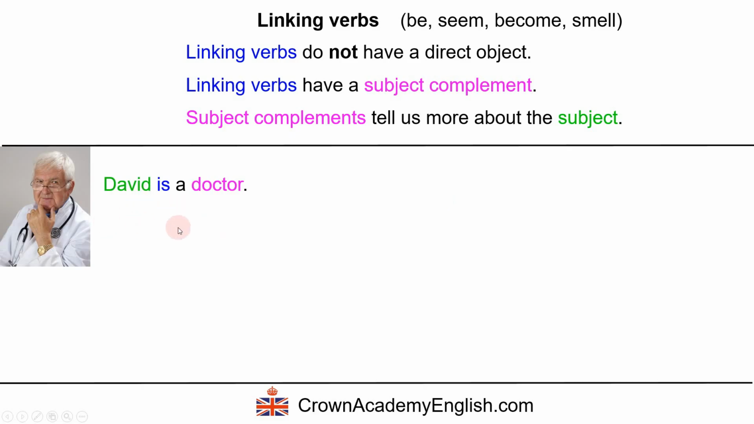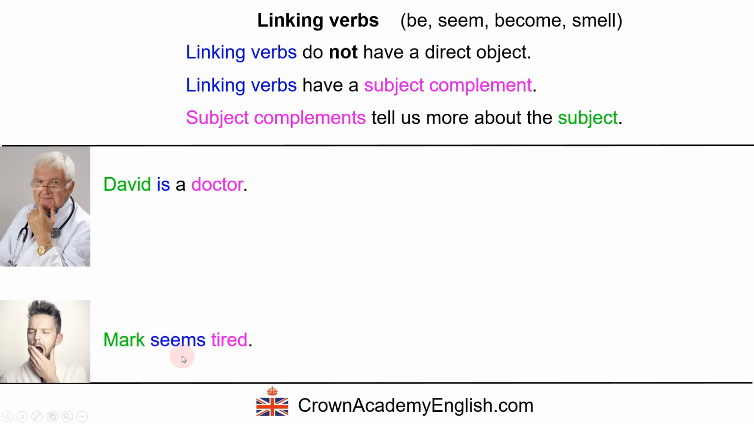So this is a common example. We have the verb be as a main verb. So this is a linking verb. David is a doctor. Now this is not a direct object. This is not an action, and this is not receiving an action. Doctor is simply telling us more about David. It's like an equals sign in mathematics. So David equals doctor. That's the way to look at linking verbs. So it's not a direct object.